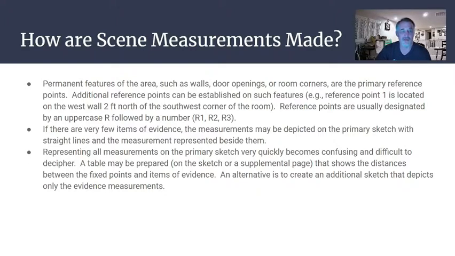If there are very few items of evidence, the measurements may be depicted on the primary sketch with straight lines and the measurements represented beside them. So you can put the measurements directly on there. If you have lots of pieces of evidence, you may want to go with a supplemental page, because representing all measurements on the primary sketch very quickly becomes confusing and difficult to decipher. So a table may be prepared on the sketch, or a supplemental page that shows the distances between fixed points. An alternative is to create an additional sketch that depicts only one evidence measurement.